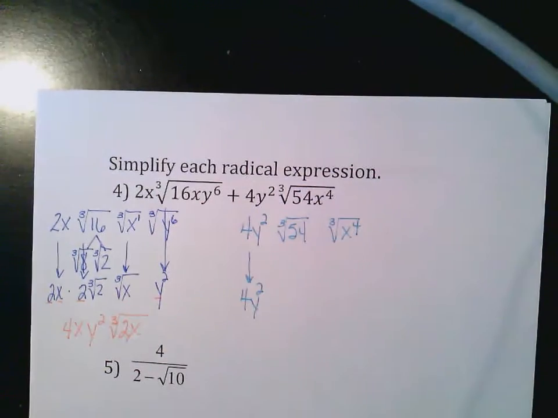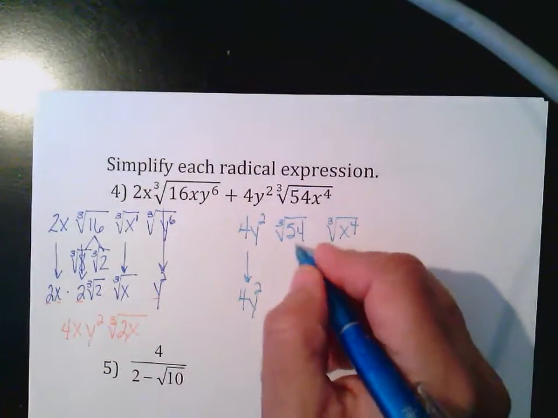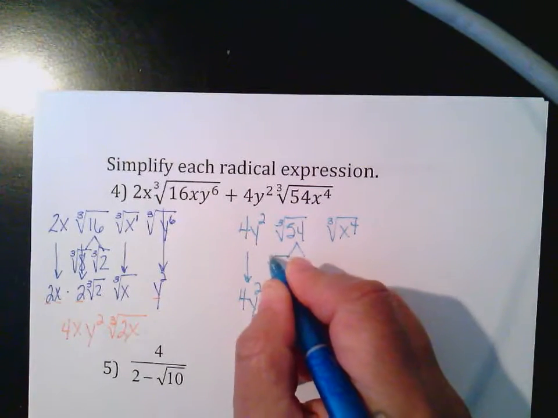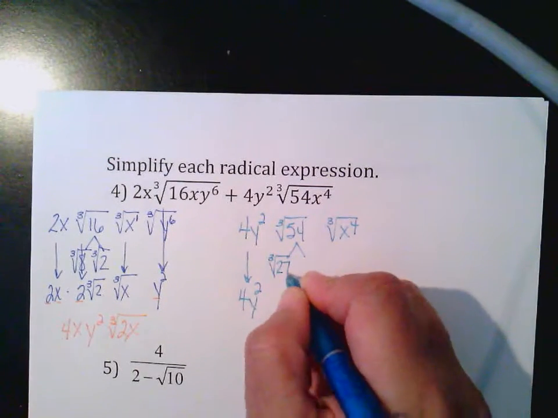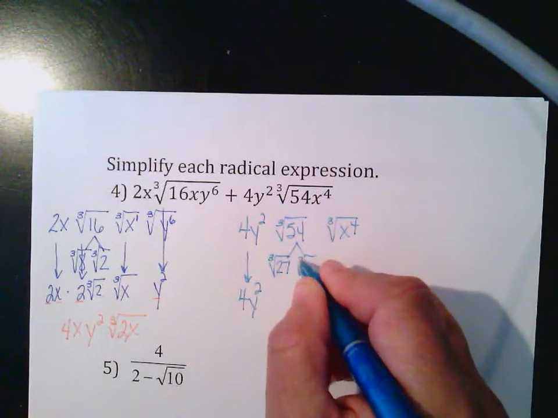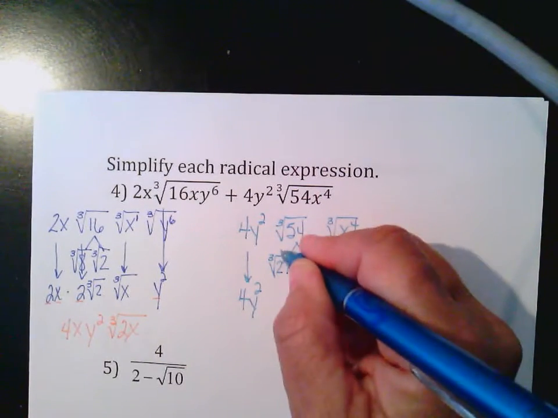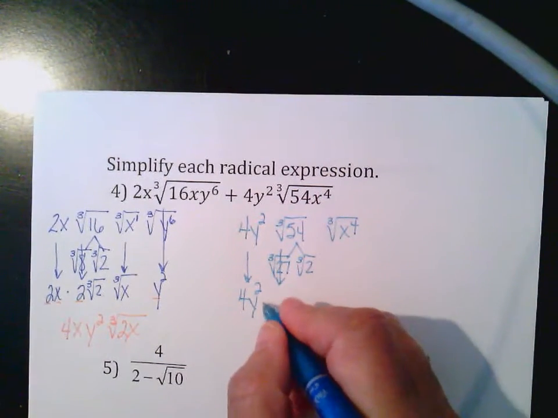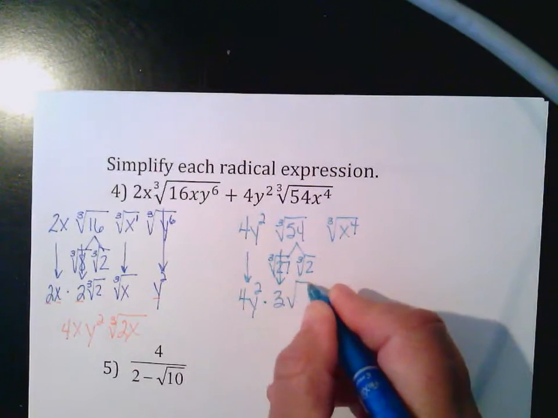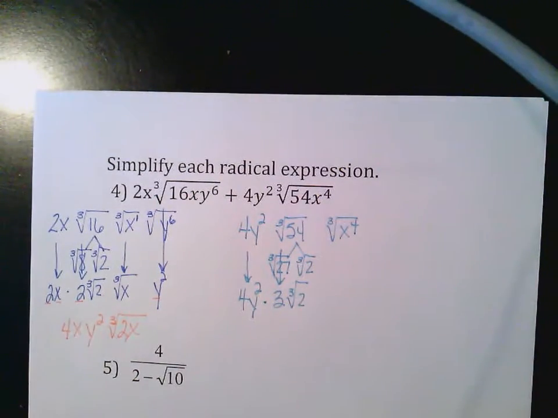Looking for a perfect cube that goes into 54, and a perfect cube that goes into 54 is 27. So this is the cube root of 27 times the cube root of 2. I solve this, the cube root of 27 is 3. And then the cube root of 2 stays under the radical.